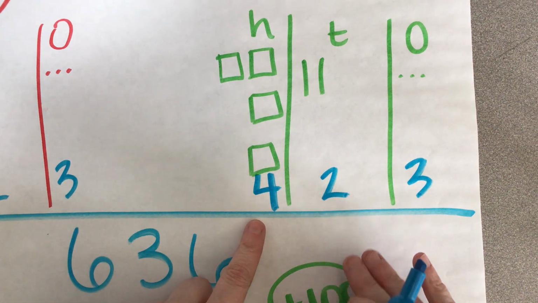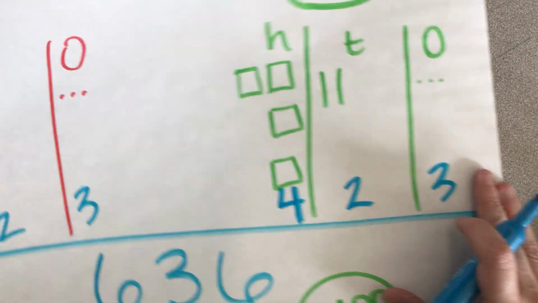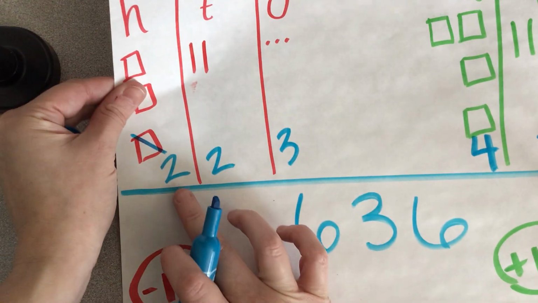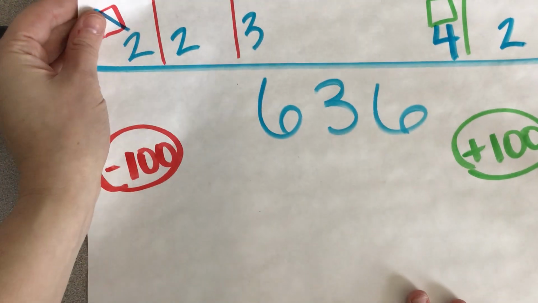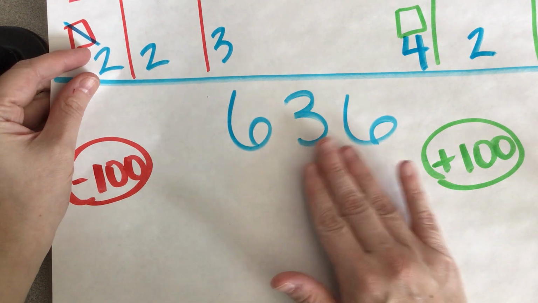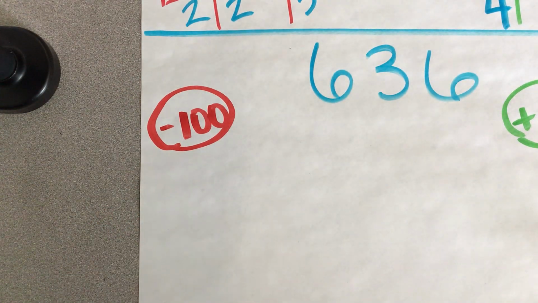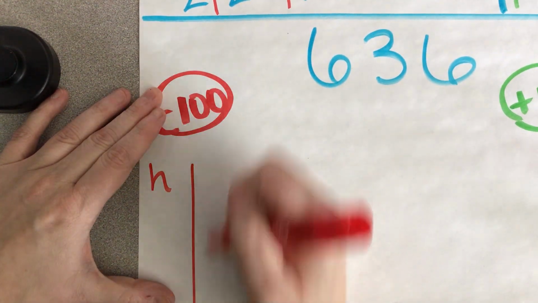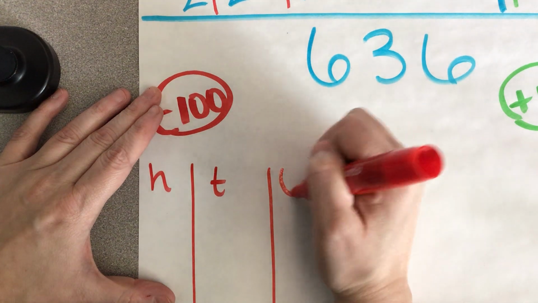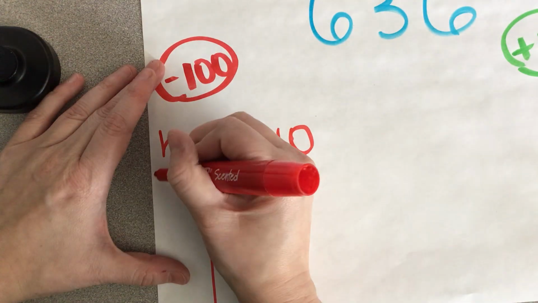When we're looking at 100 more, 100 less, our tens and ones places are not changing this time. Only the hundreds place. Okay, so let's go through that one more time. So my number here is 636. I'm going down here and figuring out 100 less first. So I'm going to draw my place value chart. Then I'm going to draw that number, 636.